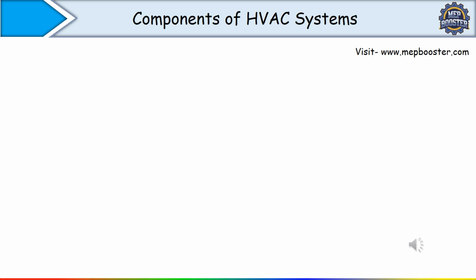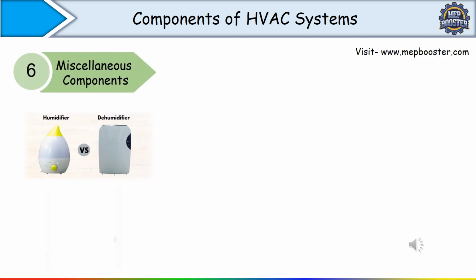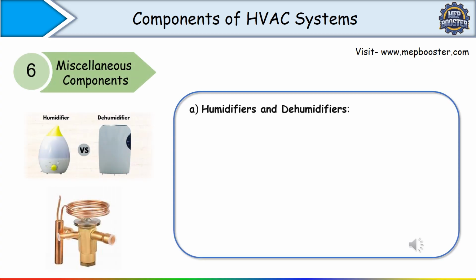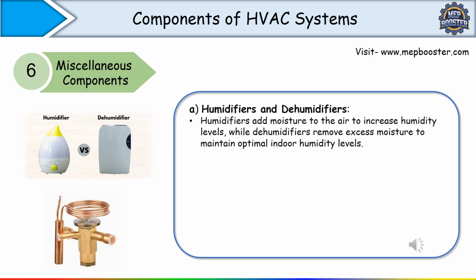Now the next we have to discuss is the miscellaneous components of the HVAC system. In that, the first is humidifier and dehumidifier. Remember, humidifiers and dehumidifiers are devices used to control indoor humidity level, contributing to a comfortable and healthy indoor environment. Now see one by one.